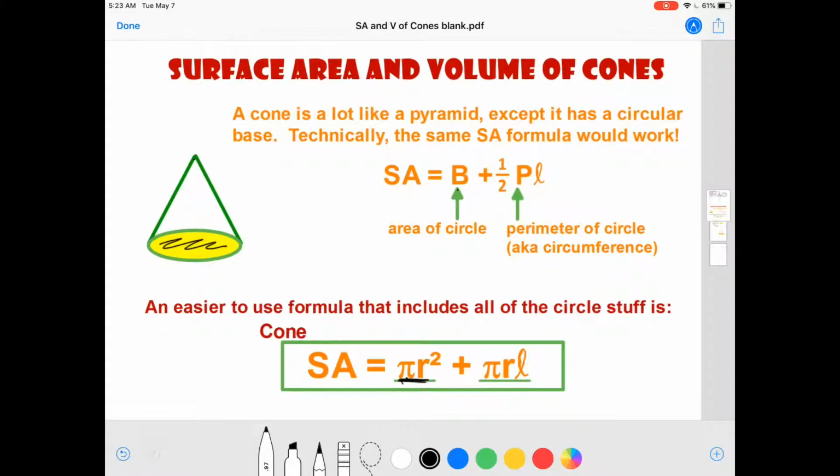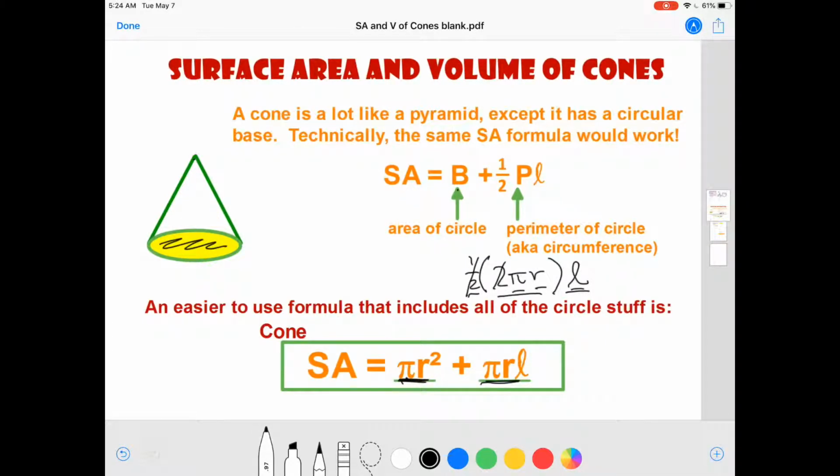And the 1/2 PL, okay, think about this. How do you find the perimeter of a circle? Isn't that just the circumference? So then if we take 1/2 perimeter of the circle times the slant height, what's 1/2 of 2? Just 1, and then we just have the pi, the r, and the slant height, so the cone formula goes pi r squared plus pi r L.